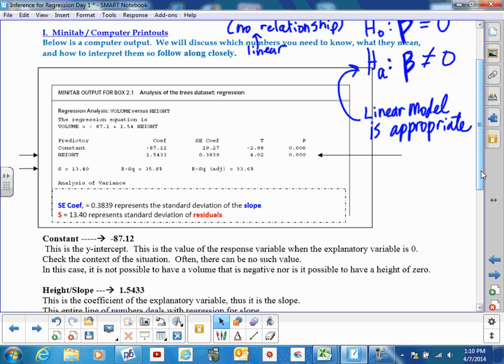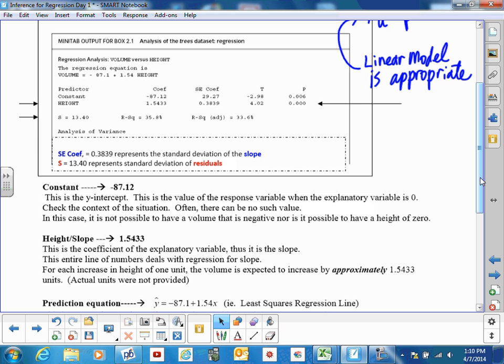So, now that you have an idea of what we're headed for, correlation coefficient is not enough. Residual plot is not, quote unquote, proof. You have to have a p-value to have statistical evidence, so we will run a linear regression t-test. So, here is our computer printout. And what I want to do with that is show you all this information. We already see that this is a relationship between volume and height of an item. They also give us the equation in this printout right here that volume is negative 87.1 plus 1.54 height.